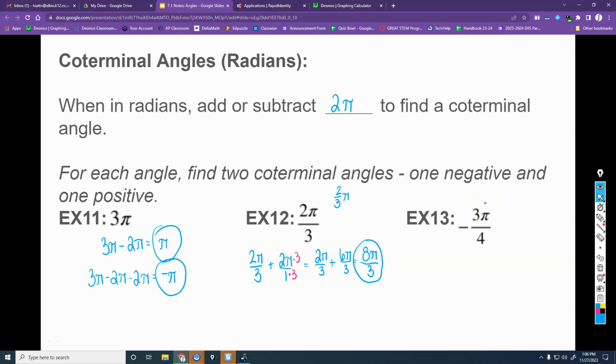I also have to do 2 pi over 3 minus 2 pi, which has the same problem we had before. We don't have common denominators. I'd have to multiply by 3 on top and bottom. I will get 2 pi over 3 minus 6 pi over 3. That'll give me negative 4 pi over 3. So there's my negative answer.